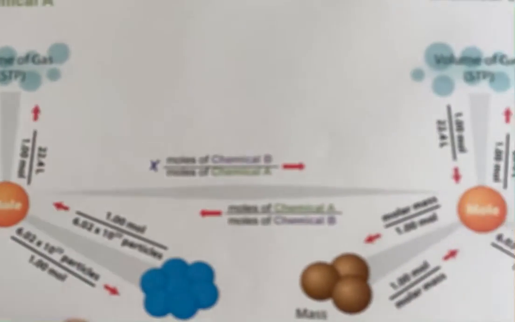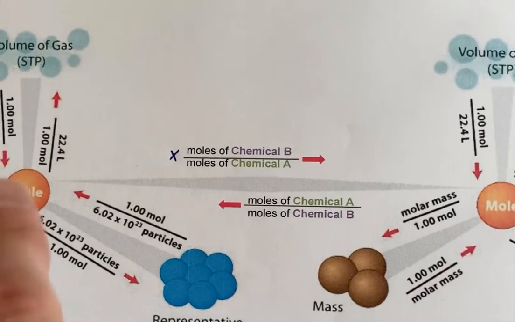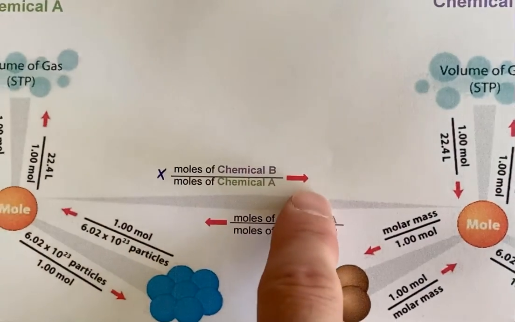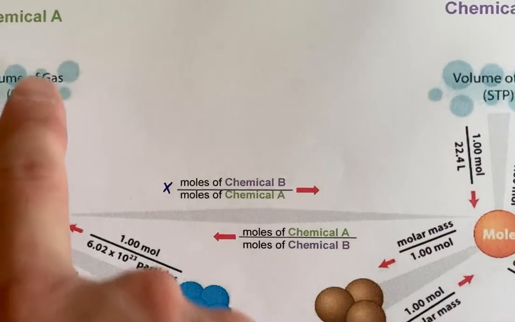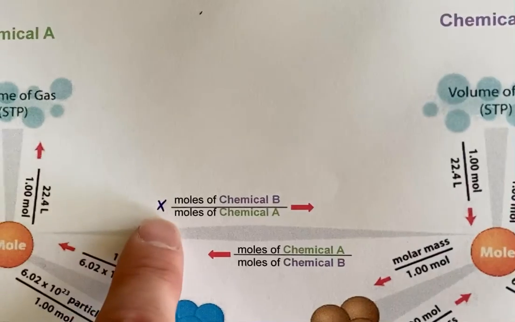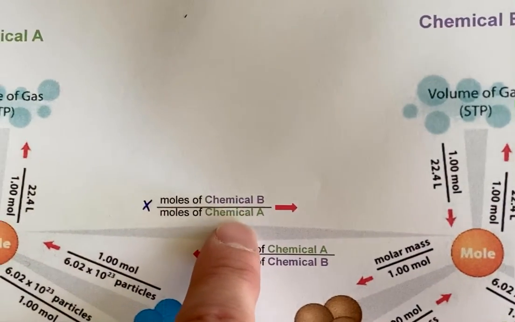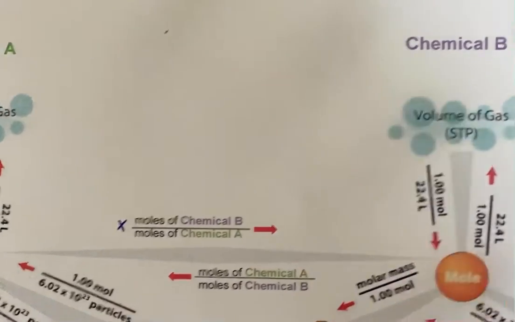We just follow the arrow. We want to follow this arrow, so we're going to multiply the moles of chemical A, which is oxygen gas. We're going to multiply those moles of oxygen times, we're going to put moles of oxygen on the bottom, and we're going to put moles of our product on the top.